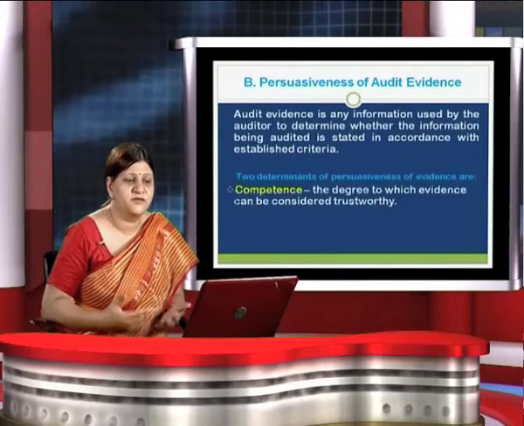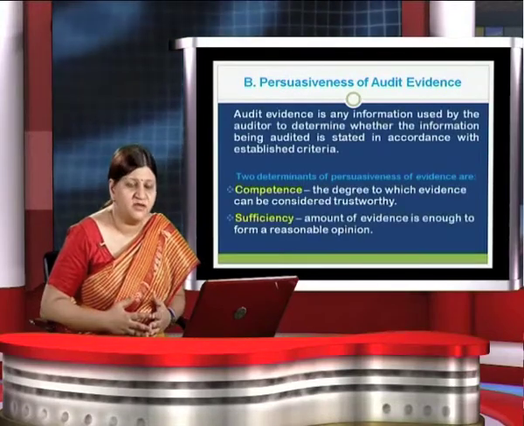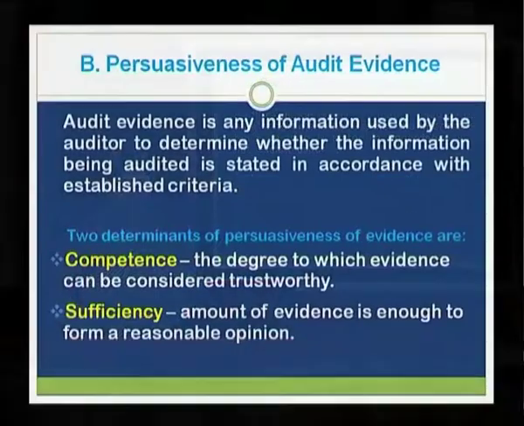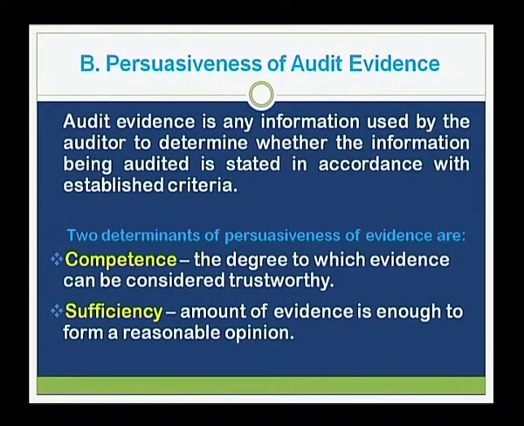Now next is persuasiveness of audit evidences. Audit evidence is information used by the auditor to determine whether the information being audited is stated in accordance with the established criteria. So two determinants of persuasiveness of evidences are competency and sufficiency. Competency here means the degree to which evidence can be considered trustworthy, and sufficiency here means the amount of evidence is enough to form a reasonable opinion.